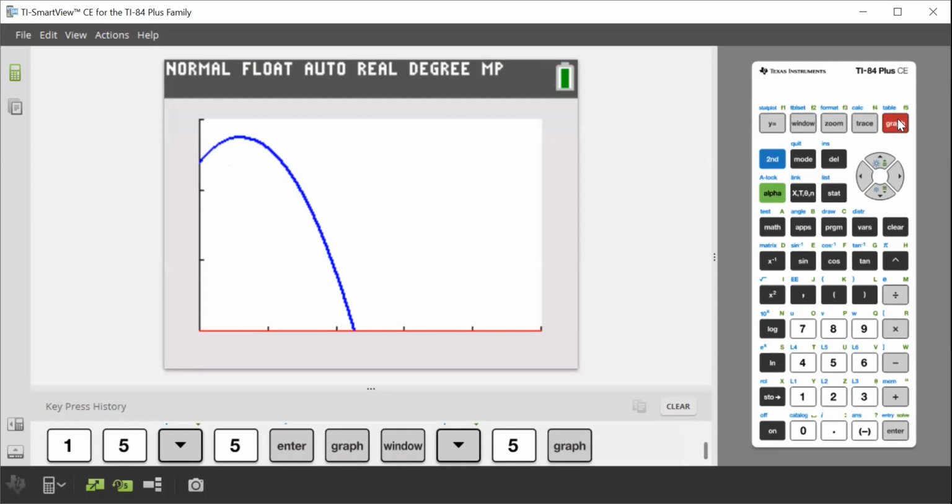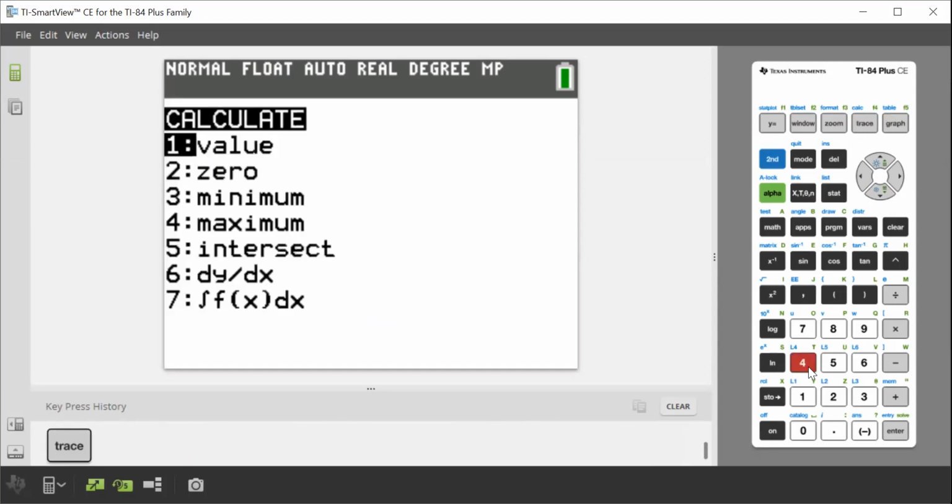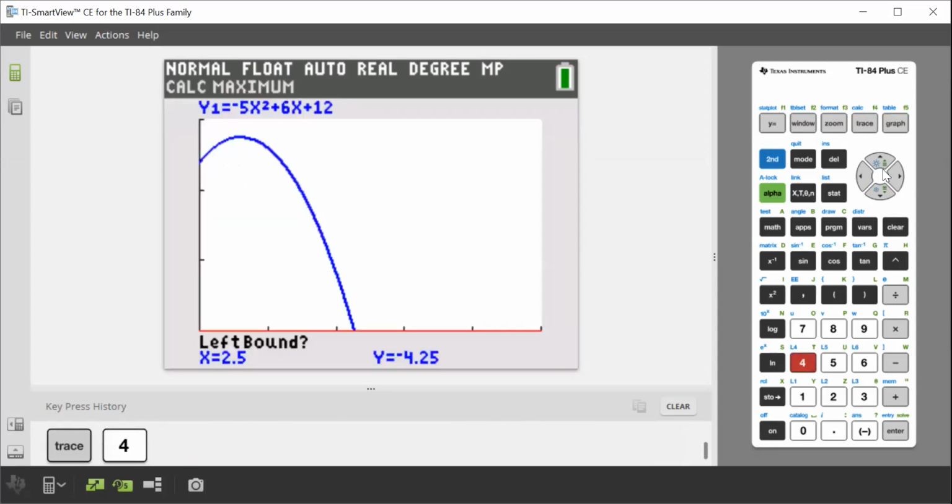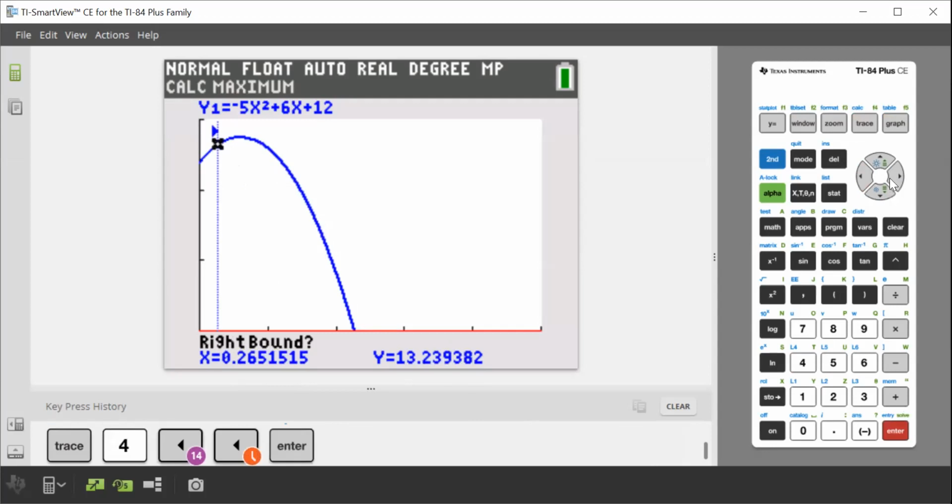Okay, so if we wanted the maximum value, the maximum height this rock goes to, second, trace, max. And again, remember on the TI, you got to do this left bound, right bound stuff. So the first thing I got to do is find my cursor because it doesn't automatically pop up. There it is. Okay. And just hold it down until it's to the left anywhere. Enter. To the right. Enter. Who cares? Guess. There it is. So your maximum value would be at 13.8.